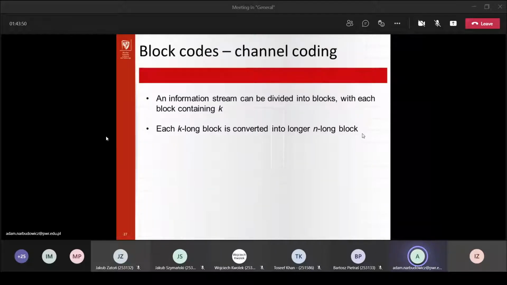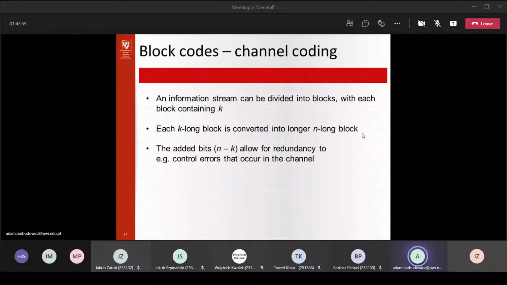So we are basically adding bits here. This is the classical example of channel coding. Those additional bits are what allow for redundancy, and this is the part where we get control over errors that may occur in the channel. At the end, we are transmitting more bits, more information, but because it's more robust overall, we gain in that we don't need to repeat the same information twice, and we can be certain that the information is received as intended.